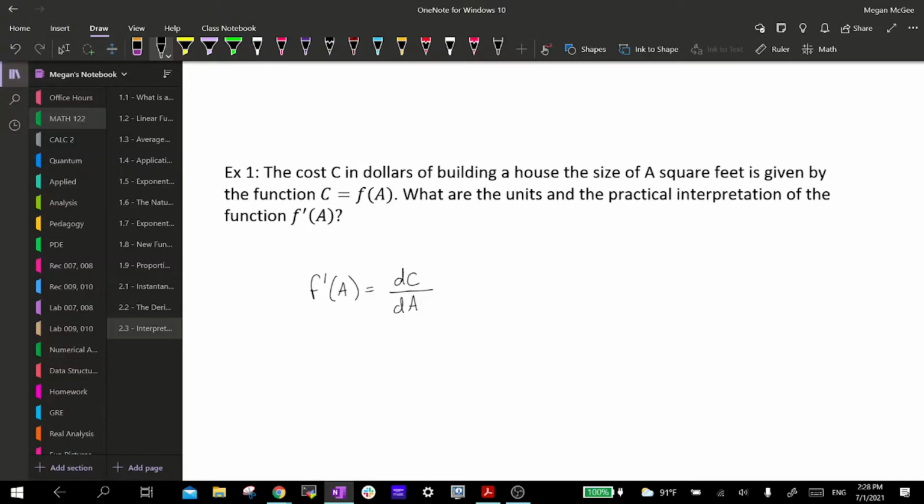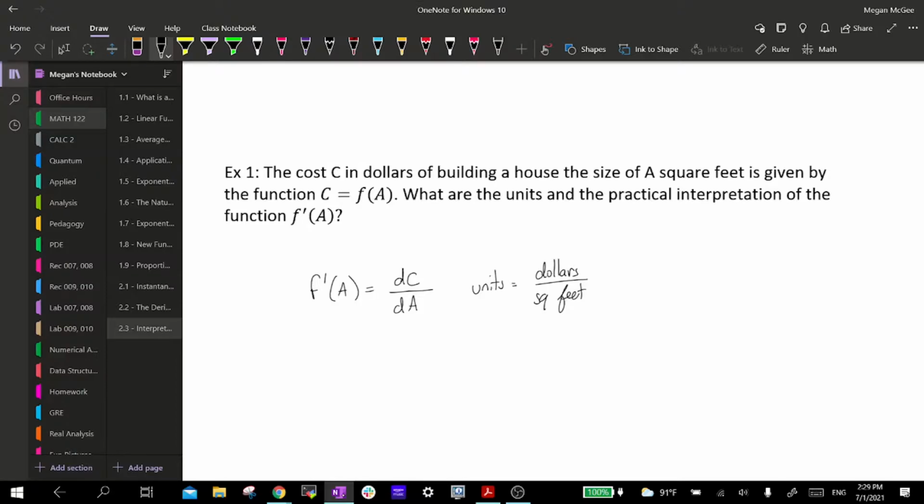So, for our units, our cost is in dollars. We have dollars over, and our area is in square feet. So there we've written our derivative in Leibniz notation, and it has helped us figure out our units.